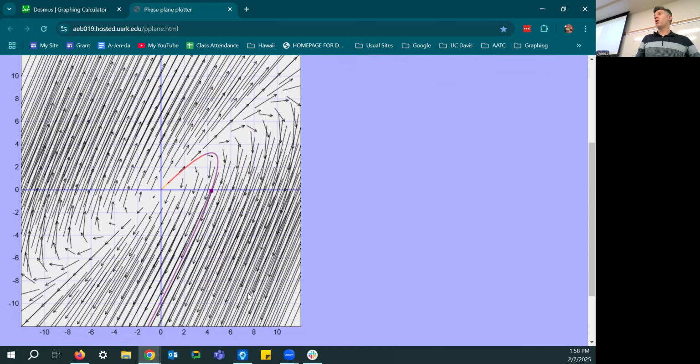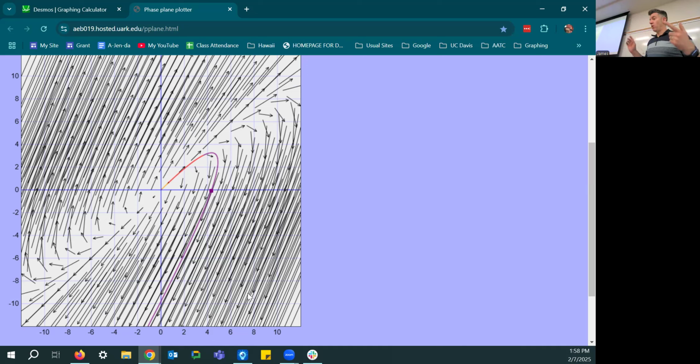So depending on what kind of, how do I want to say this? What's the word I'm looking for? What kind of system we have. Oh, I know the word I'm looking for. Sorry. There's a word I'm looking for. I can't find it. The origin is an equilibrium point.